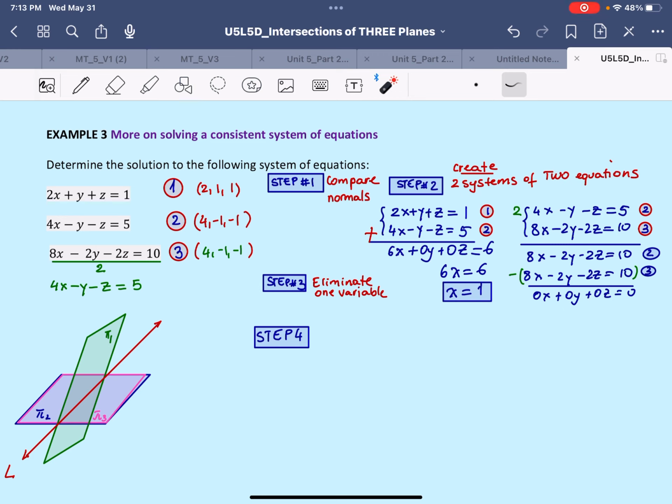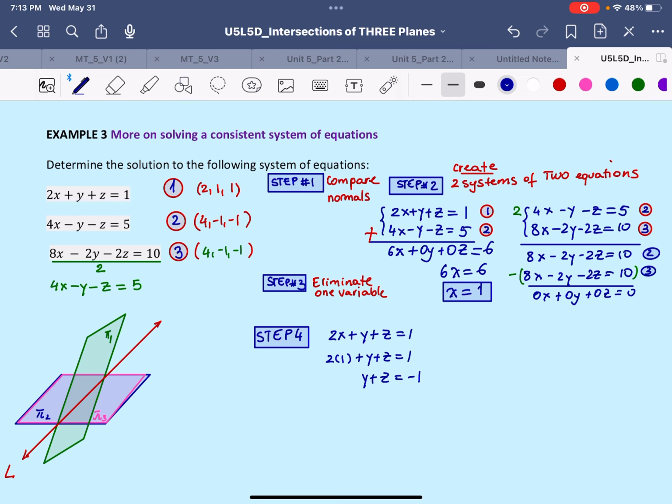So step number 4 is substituting x by 1. And this is a unique situation in this case because we obtained an actual value for x. So the first equation, which is 2x plus y plus z equals 1, with x value of 1, will create y plus z equals 1. So that will make y plus z equal to negative 1.